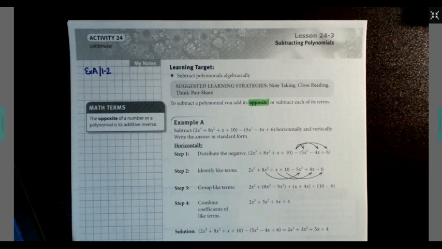Today we are covering lesson 24-3, subtracting polynomials. This lesson is split into two separate sections, example A and questions 1 and 2.